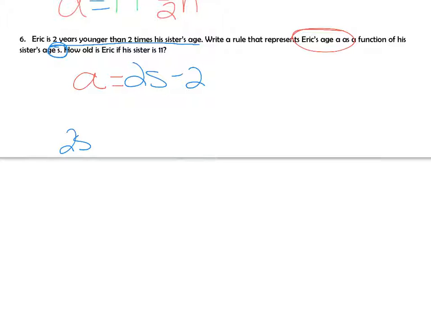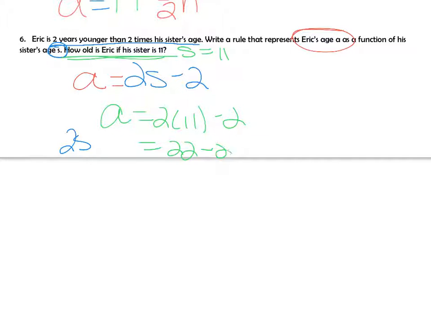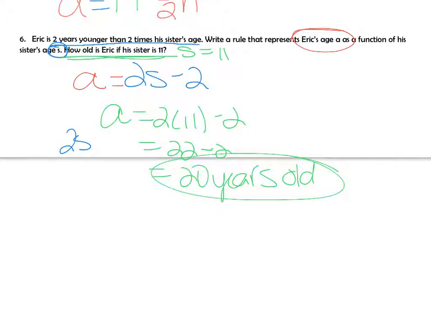And then they want to know how old is Eric if his sister is 11. Well, his sister's age is what we represented by S. So if I plug 11 in for S, it should tell me how old Eric is. So if I say A equals 2 times 11 minus 2, well, 2 times 11 is 22. And 22 minus 2 would give me 20. So when his sister is 11, Eric would be 20 years old.